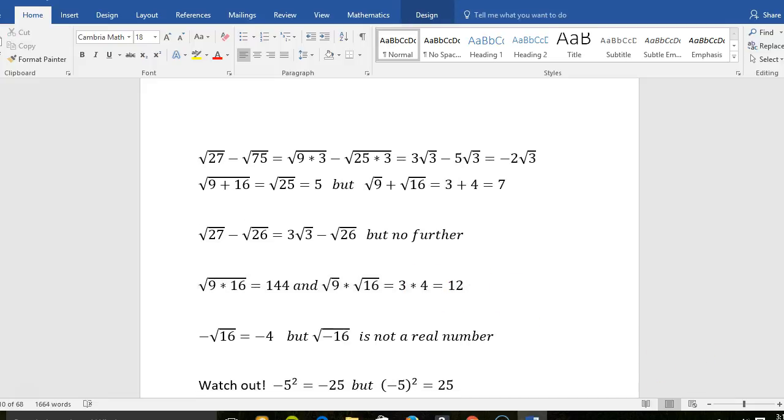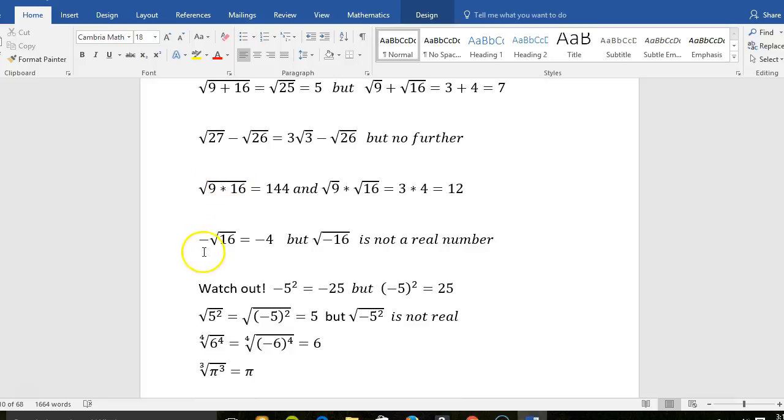Now, I'm not going to totally avoid negatives the whole time. If I stick a negative outside the radical, that's fine. The negative of radical 16 is negative 4. You're just multiplying the square root of 16 by negative 1, and you're getting negative 4. However, if you try to take the square root of negative 16, you can't do it in the reals.